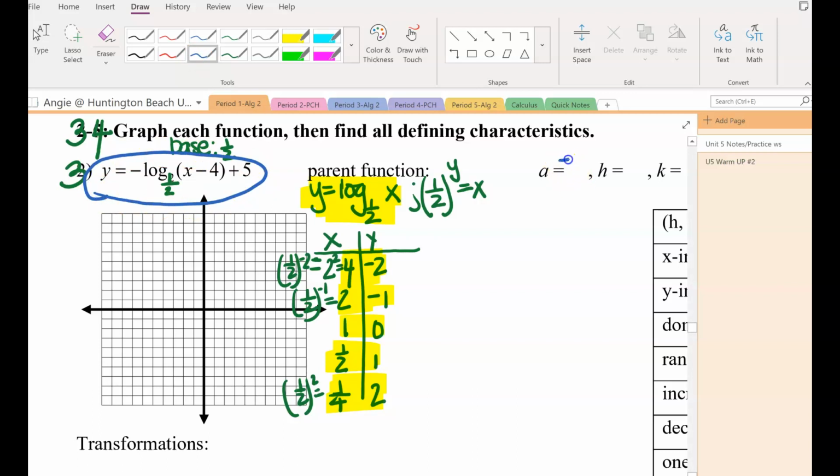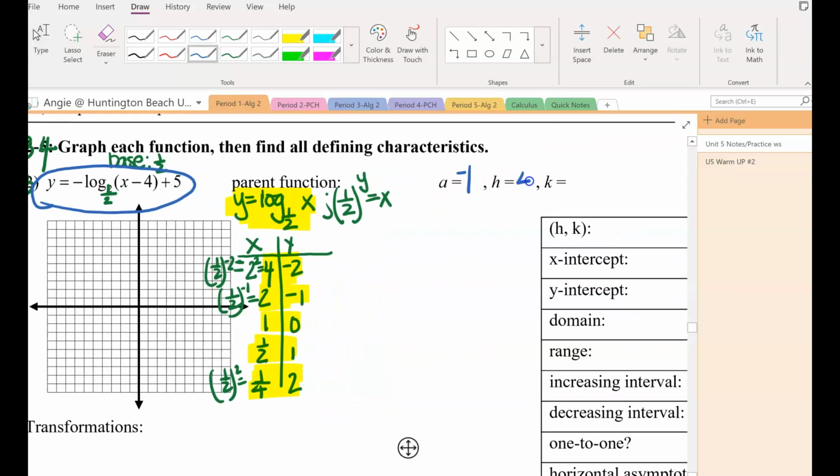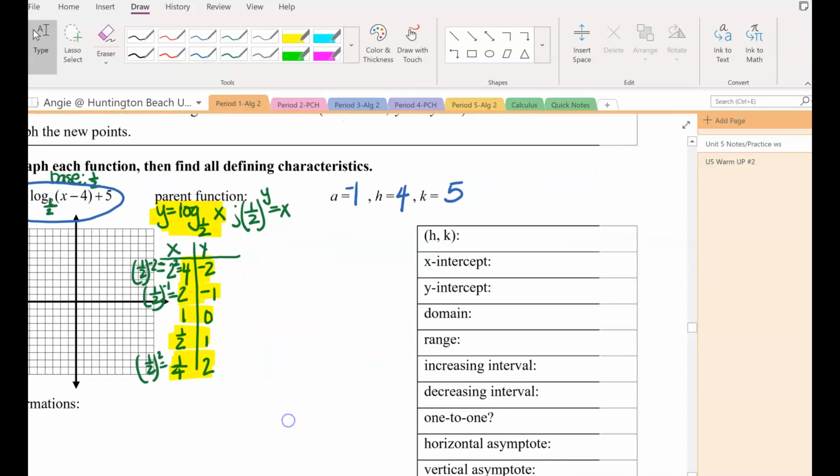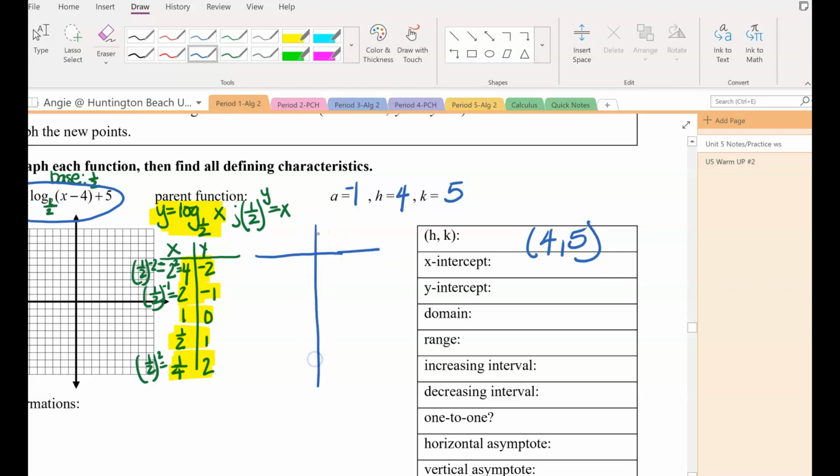Now, our equation is y equals negative log base half of (x minus 4) plus 5. So your a is negative 1, your h value is going to be 4, your k value is 5. So we will go in and write 4, 5 for your h, k. Let's transform it. The a is negative 1 times y, your h will be added horizontally, and the k will now move up 5.